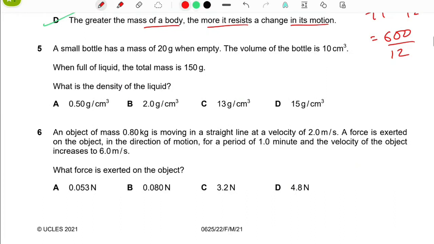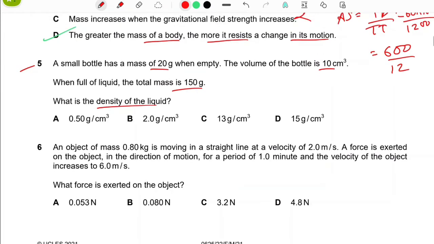So now let's move to question number 5. Question 5 says: a small bottle has a mass of 20 gram when empty. The volume of the bottle is 10 centimeter cube. When full of liquid, the total mass is 150 gram. What is the density of the liquid? So here we simply have to find the density. They are just playing with numbers and nothing much.